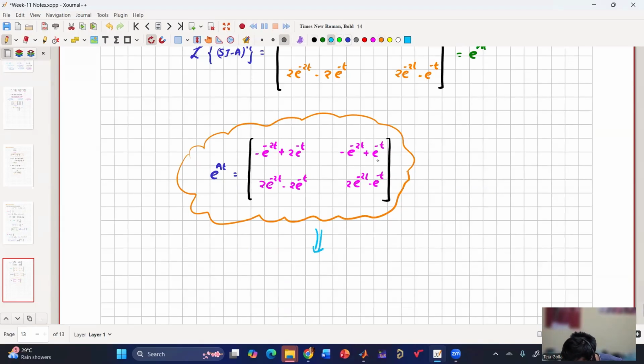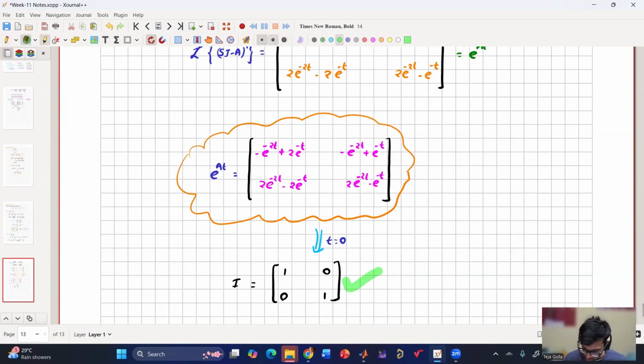So put t equals to 0. On the LHS, we have I, since e to the power 0 is I. Here we have minus 1 plus 2, 1. This is minus 1 plus 1, 0. 2 minus 2, 0. 2 minus 1, 1. So whatever we have obtained is correct. So in this way, we can actually solve for the matrix exponential.